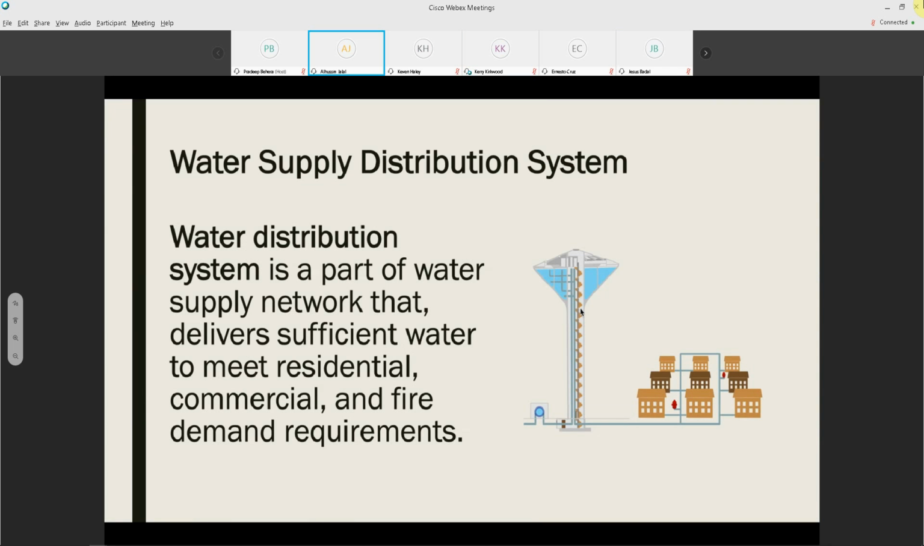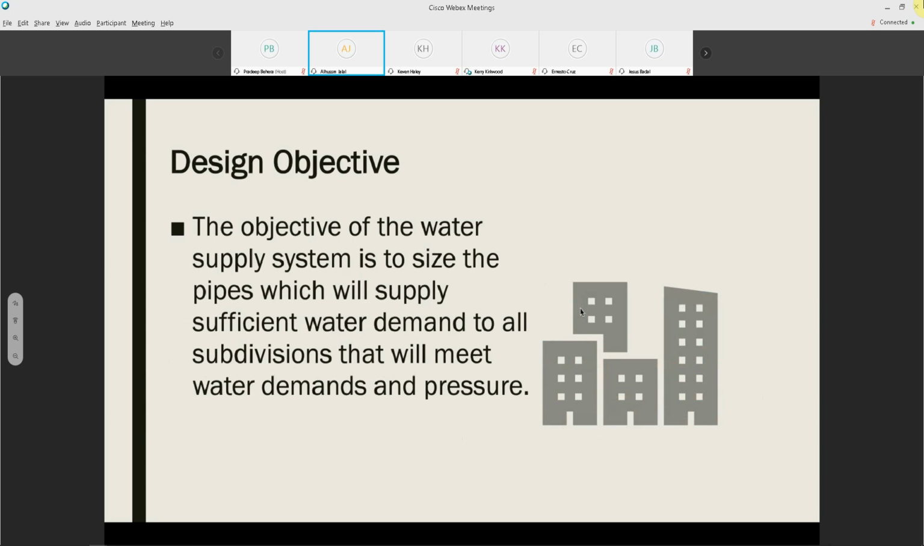Water distribution. The purpose of water distribution is to deliver water to consumers such as commercial, residential, or firefighting sectors with appropriate quality, quantity, and pressure. Next. For the design objective, our objective is to supply water to all the subdivisions that we have, and make sure that the pressure head is enough to meet the demand and meet the current and future demand of the population. Next.